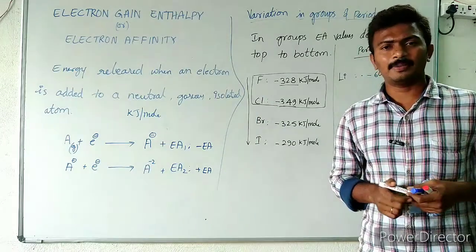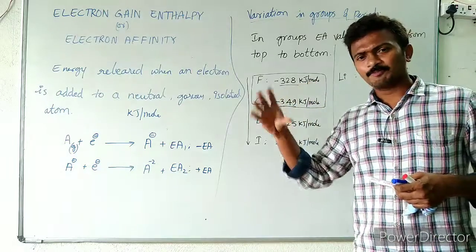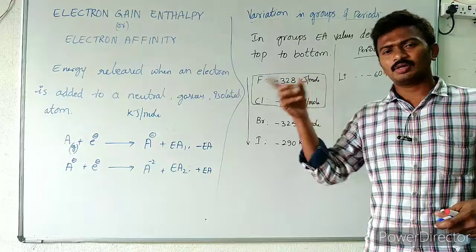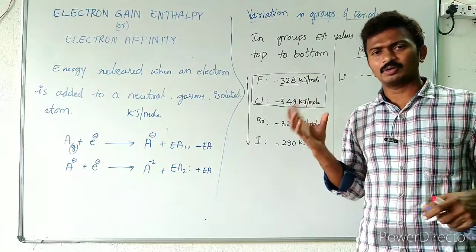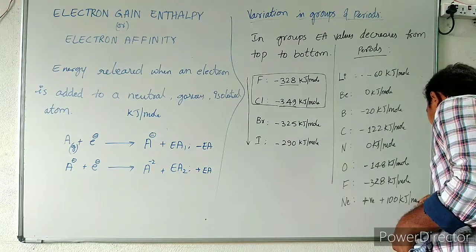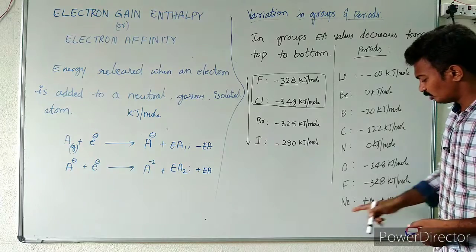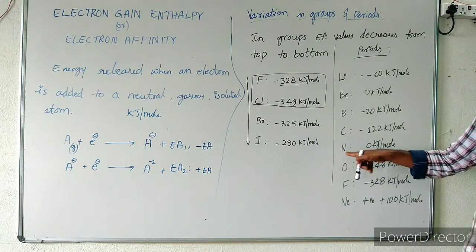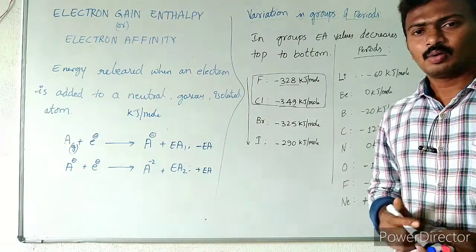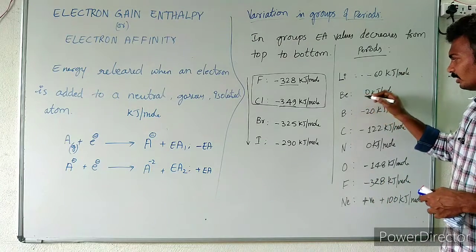Next, coming to periods. You can easily assume what might be happening in the case of periods. As we move from left to right, the atomic sizes will be decreasing. So due to the decrease in atomic size, the attraction on the valence electron should increase, and therefore the affinity should also increase per mole of energy. Why is there a positive value in the case of neon and nitrogen, and in the case of beryllium a zero value?